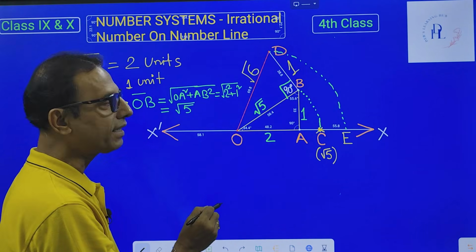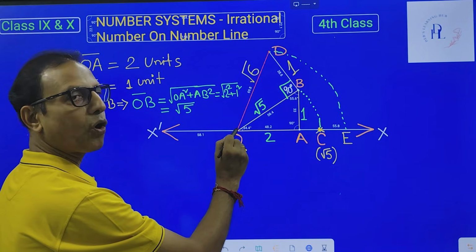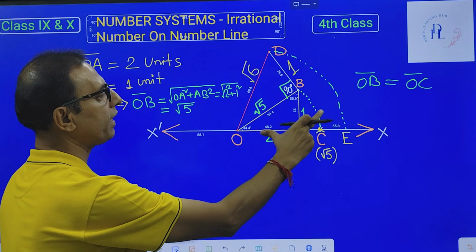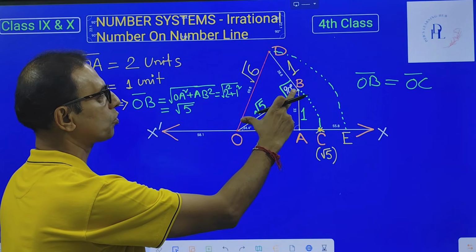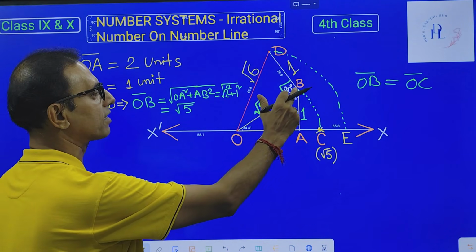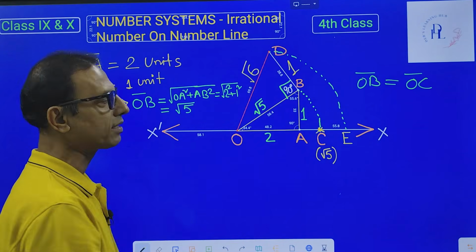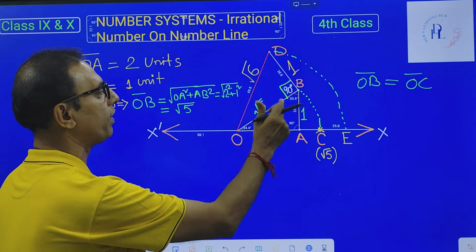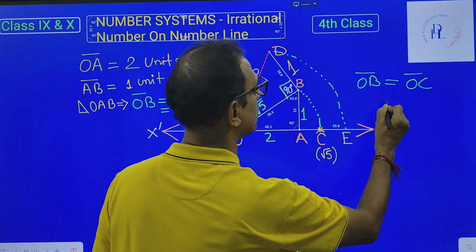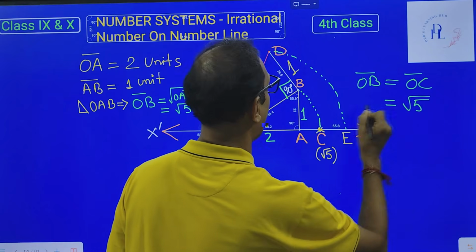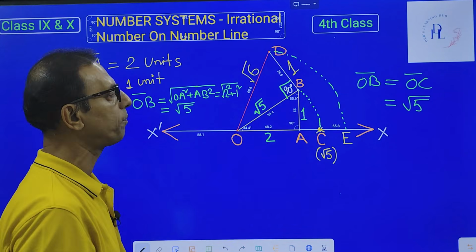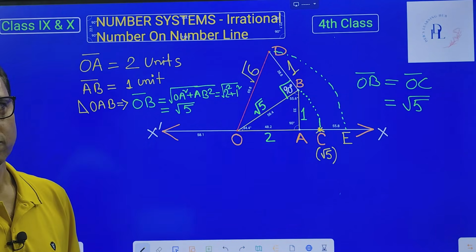Assume O is the center of a circle. So if we draw an arc centering O with length OB, it will intersect the axis at point C. If we are drawing an arc, we are drawing a circle. That means OB is the radius. In that case, when it intersects here at C, OC is equal to OB. So if OB equals OC, that equals root 5. That means the point where the arc intersects the x-axis is the value of root 5, because OB is root 5. Got it?